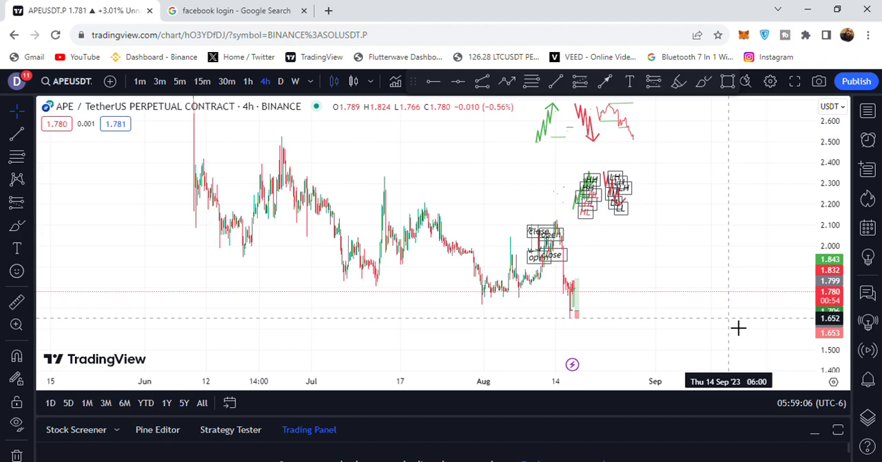In the next video, we're going to be talking about liquidity, fair value gaps, and the rest of them. So the first thing you need to know is understanding candlesticks and market trend, or I call it market direction.